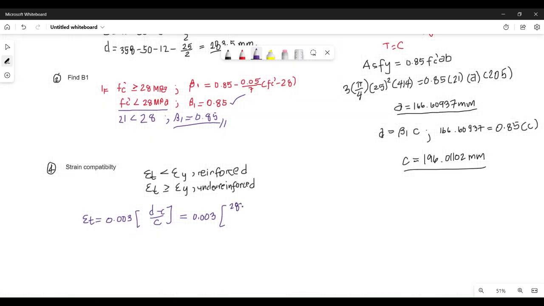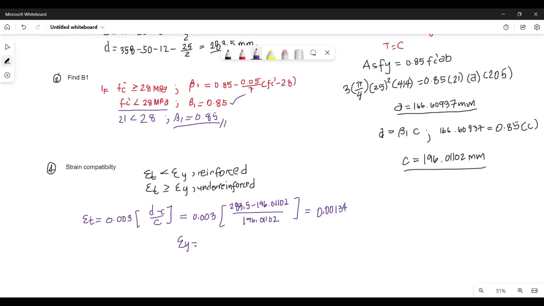283.5 minus yung nakuha nating c, which is 196.01102, all over yung value ng c natin, which is 196.01102. Our strain T here is equal to 0.00134. Okay? So our strain Y naman, we have to compute our strain Y.